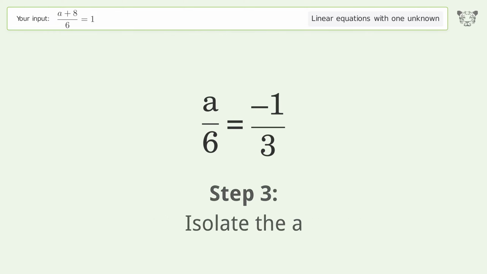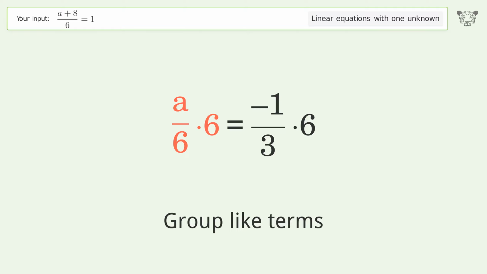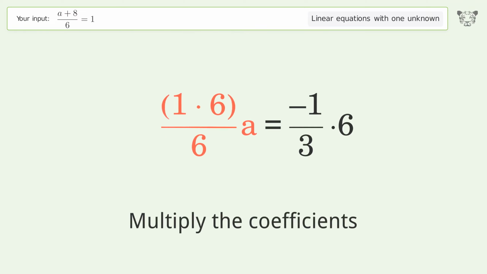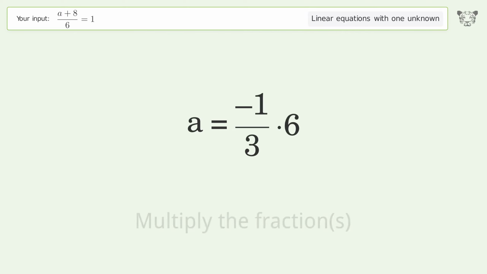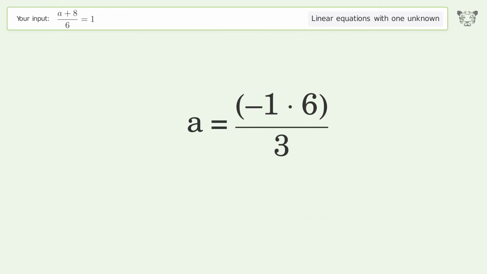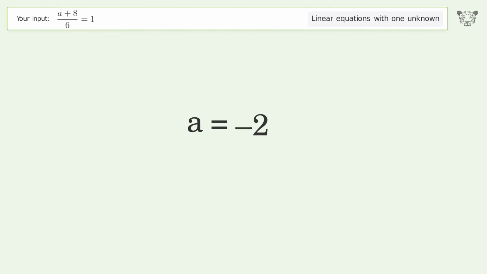Isolate the a. Multiply both sides by 6. Group like terms. Multiply the coefficients. Simplify the fraction. Multiply the fractions. Simplify the arithmetic. And so the final result is a equals -2.